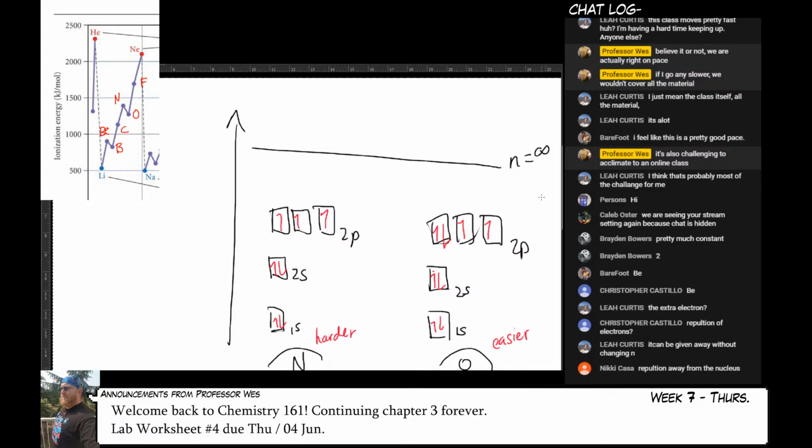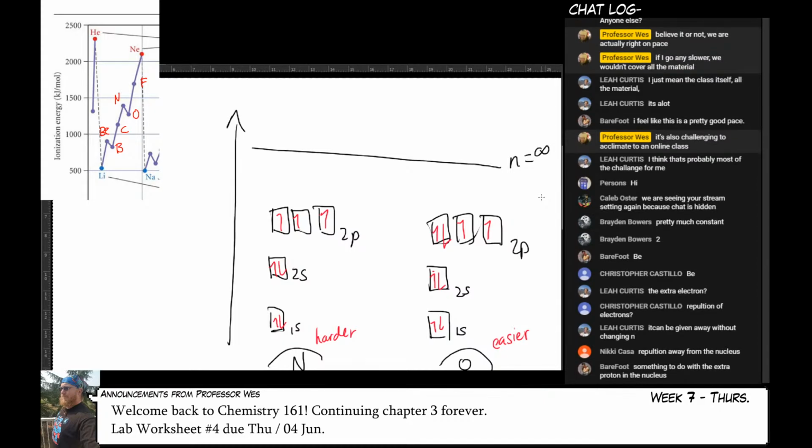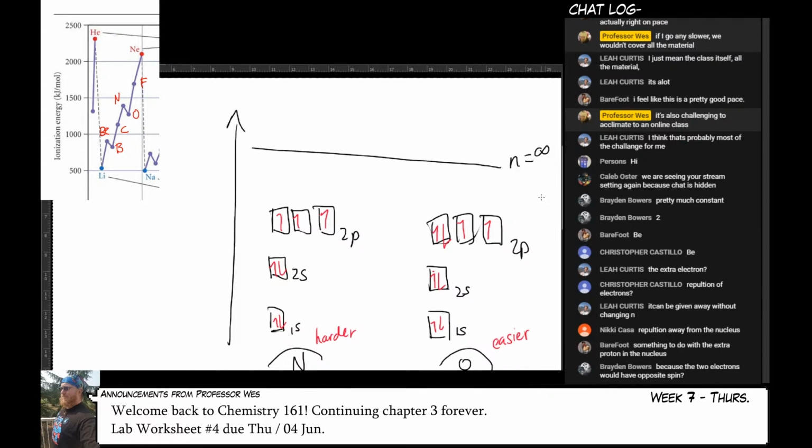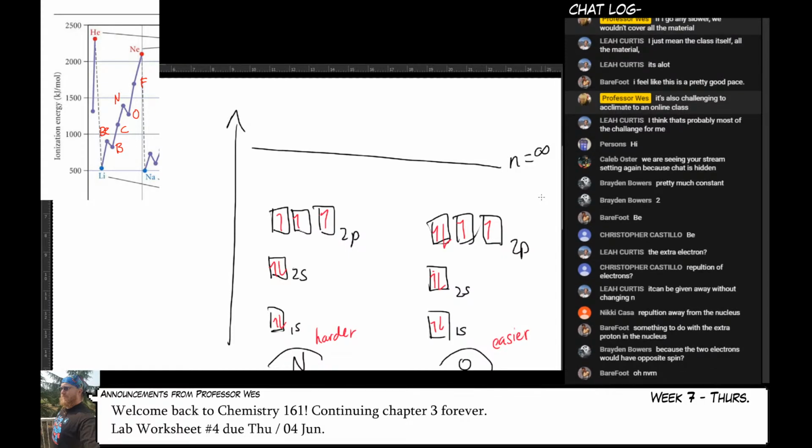Electrons are not repelled from the nucleus. They're actually attracted to the nucleus. What's the only difference between these two diagrams outside the nucleus? Oh, we're very close now. The electrons have opposite spin. What else do we have there? Think about where those electrons live in space.